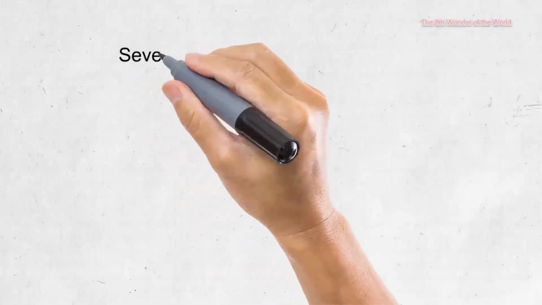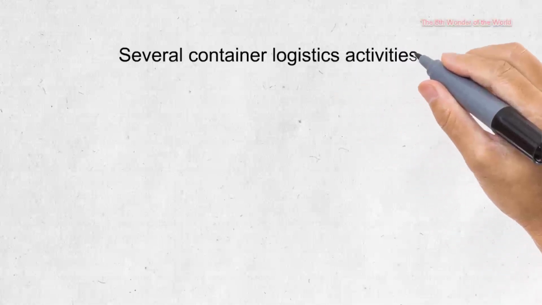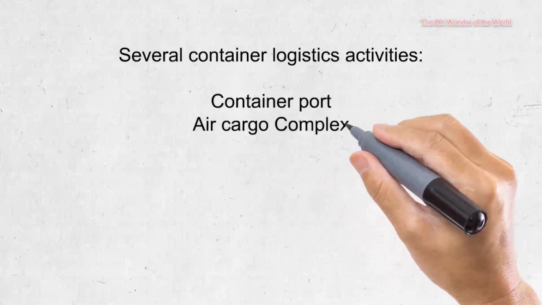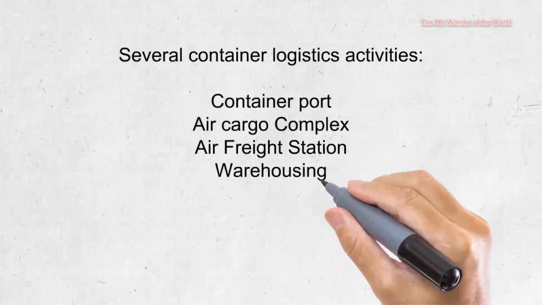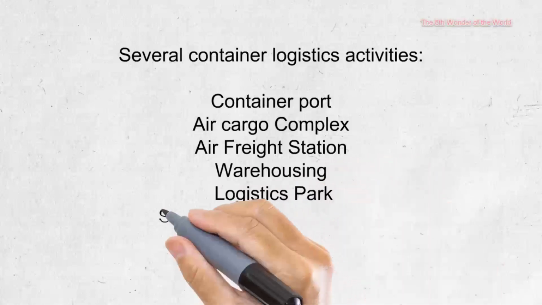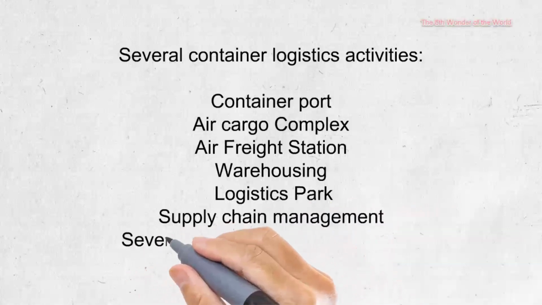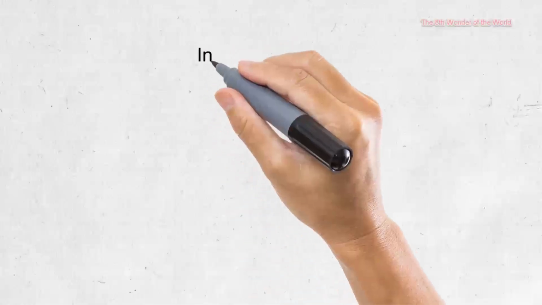So the Container Corporation of India Limited is engaged in the business of transportation through containerization. Over the years, Concor has diversified into several container logistics activities such as export port, air cargo complex, air freight station, warehousing, logistic park, supply chain management, etc. The company's core business is characterized by three distinct activities, that is of a carrier, a terminal operator and a warehouse operator. So these are the three main core businesses which I have mentioned.